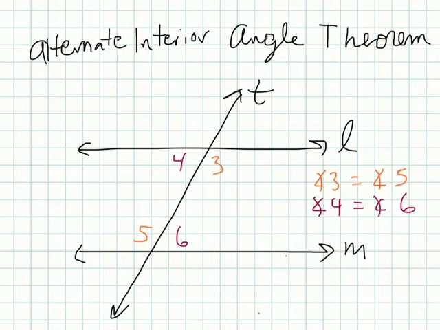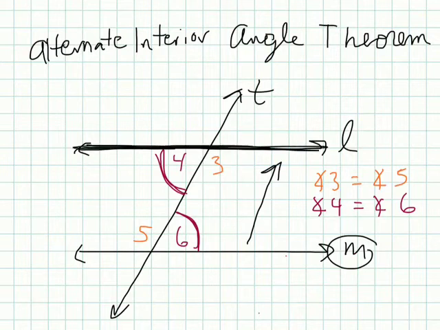The first theorem we're looking at is the alternate interior angle theorem. The alternate interior angles are angle 4 and angle 6, and this theorem says these two angles are congruent, so angle 4 is congruent to angle 6. Again, we're going to go through proofs of this. A visual way of looking at it: I can't move these lines, but if I were to move line M up this way so that it overlapped.